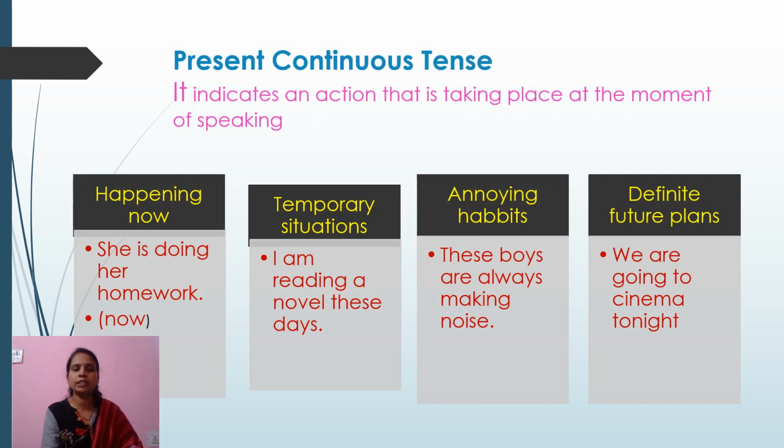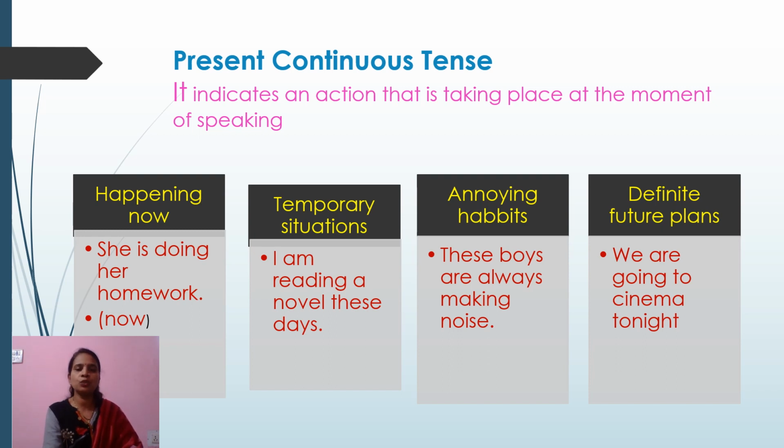Move forward to the second tense, present continuous tense. As the name indicates, any action which is going on at present is called present continuous tense. Something which is happening now. For example, she is doing her homework. That means she is doing it at present.